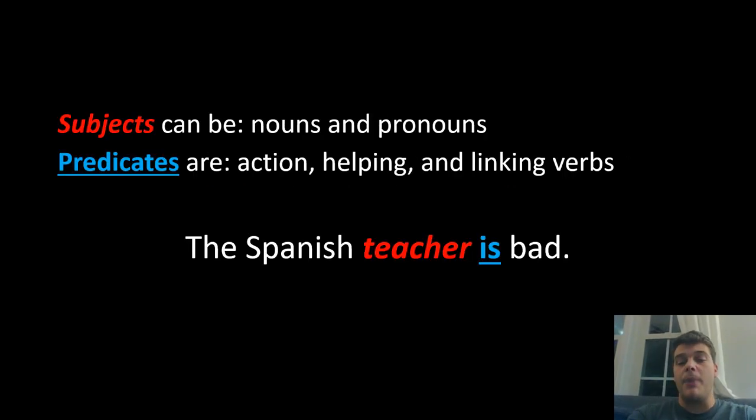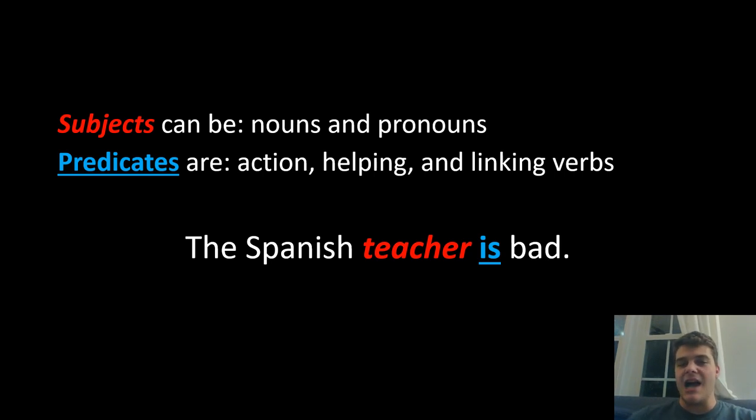Okay, so when we talk about parts of speech, really there's two different ways that we can refer to words. So we can talk about their form or what the words are, or we can talk about their function, which is what the words do. So subjects and predicates are functions. Okay, those are ways that we refer to what a word is doing.